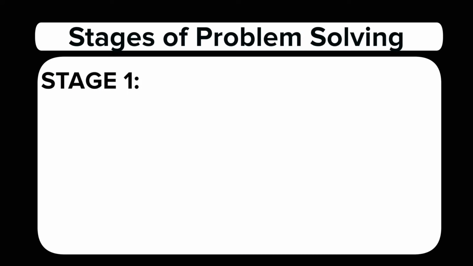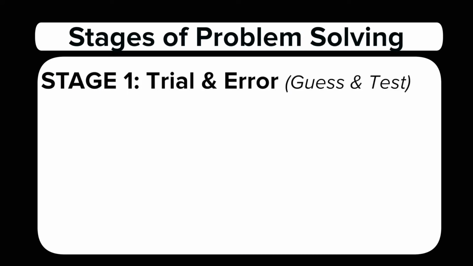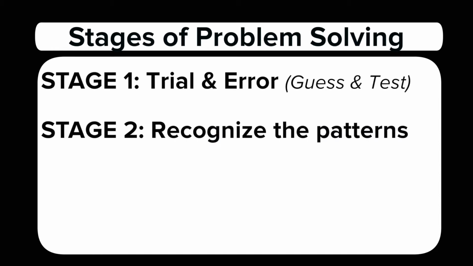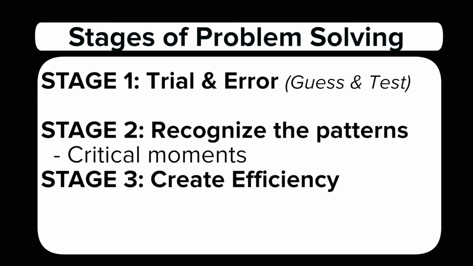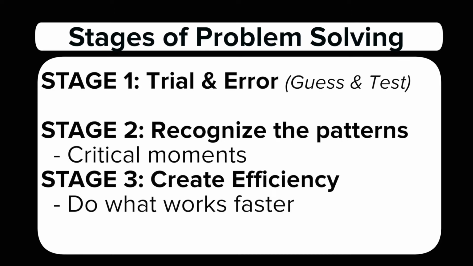All right, now to review the 3 stages of problem solving, thanks to Adam T. West. Stage 1 is guess and test. Stage 2, recognize the patterns, and in those critical moments. Stage 3 now, creating efficiency within the pattern. Do what works faster. Once we've tried something, we recognize what doesn't work, what does work, we eliminate what's not working for us, and we recognize the patterns for success. Now we can work within those rules and those patterns to become more efficient.